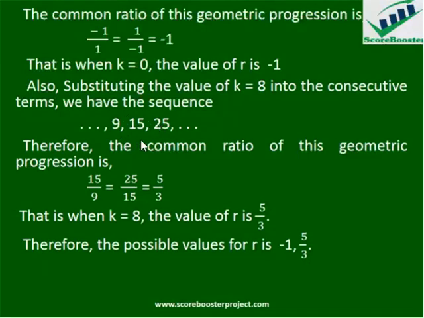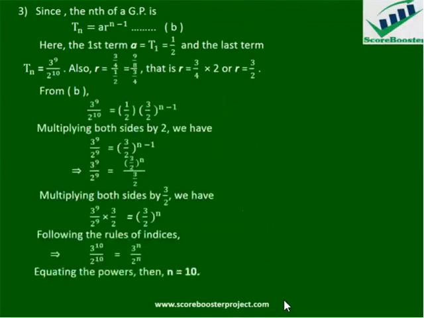Also, we find the common ratio here, which is either 15 over 9, which must equal 25 over 15. So here, 3 here 5, 3 here 3, also 5 here 5, 5 here 3, this is 5 over 3. That is, when k is equal to 8, the value of r is 5 over 3. Therefore, the possible values of r are −1 and 5 over 3. And that answers the question.